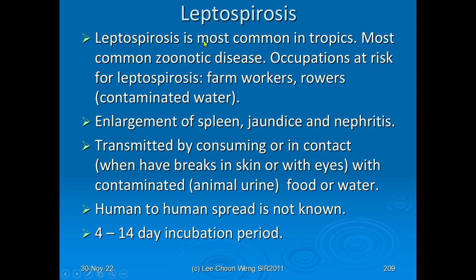So leptospirosis is now very common in the tropics. It's a common zoonotic disease, and occupations at risk include farm workers and persons in contact with water, for example, pond water, river water. Leptospirosis causes enlargement of the spleen, jaundice, and nephritis. Transmission is either by consuming contaminated water or in contact when you have breaks in the skin or with the eyes. Human-to-human spread is not known, and the incubation period is 4 to 14 days.